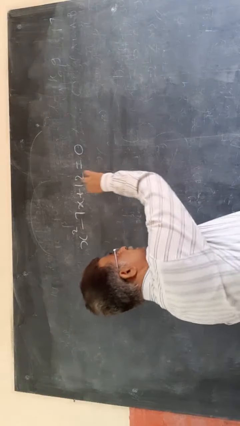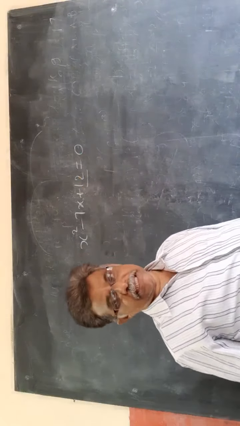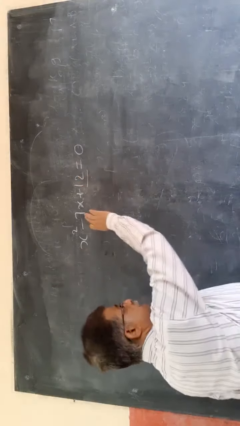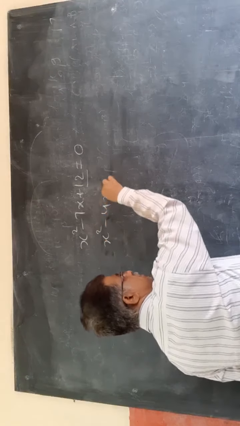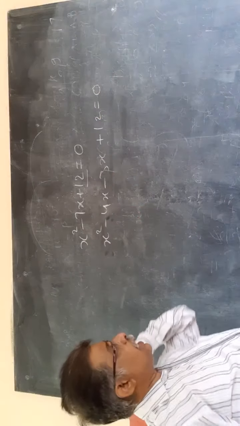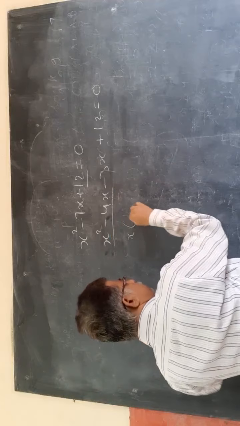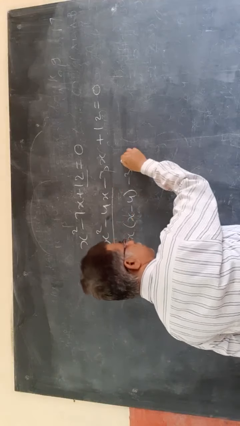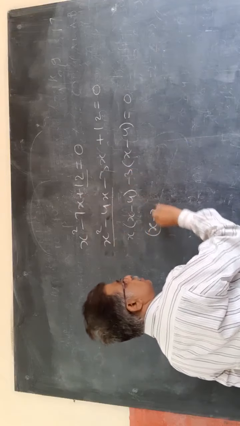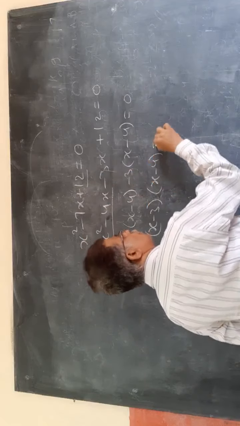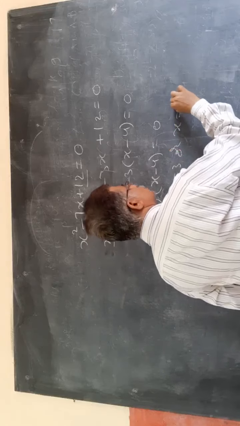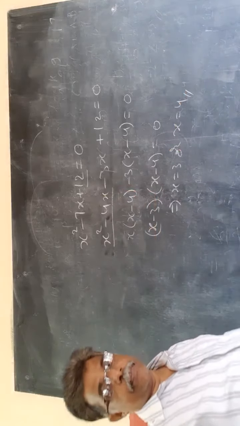Factorization means I am going to factorize 12 as 4 times 3 is 12, and 4 plus 3 is 7. So splitting the middle term, I split 7x as −4x − 3x + 12 = 0. Now taking x common from these two, this becomes x(x − 4), and taking −3 common from these two becomes −3(x − 4) = 0. So (x − 3)(x − 4) = 0 implies x = 3 or x = 4. This is what we learned in our 10th class, the same basics repeated.